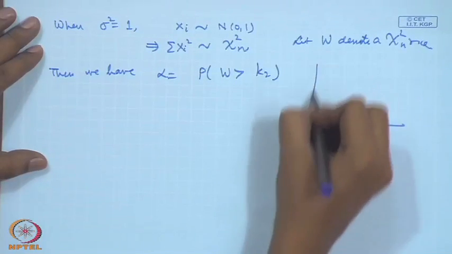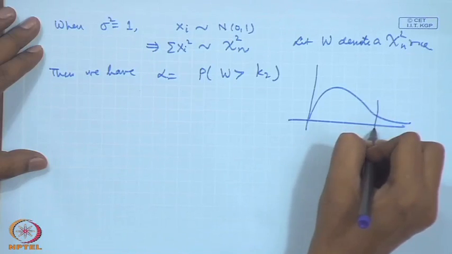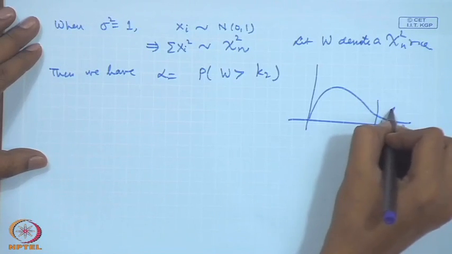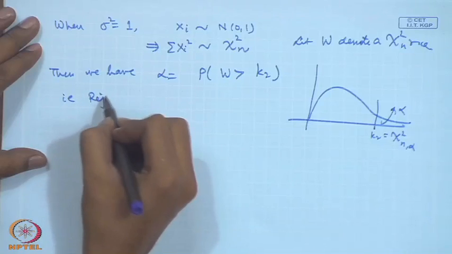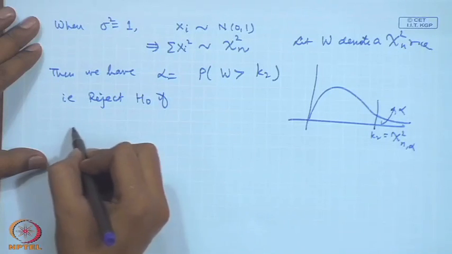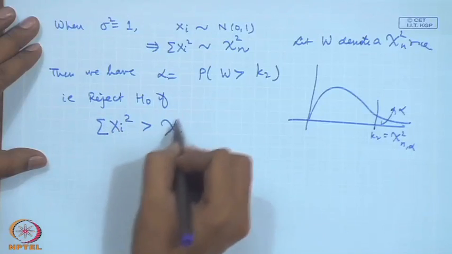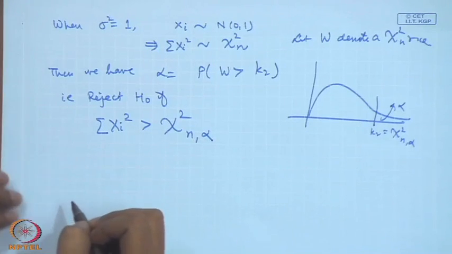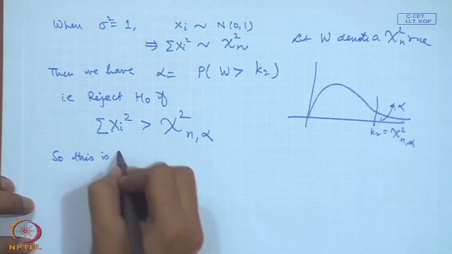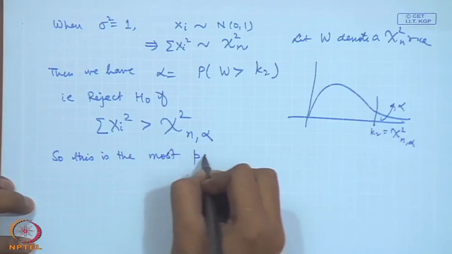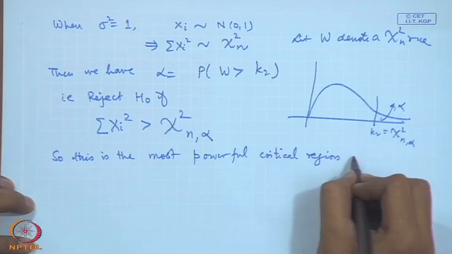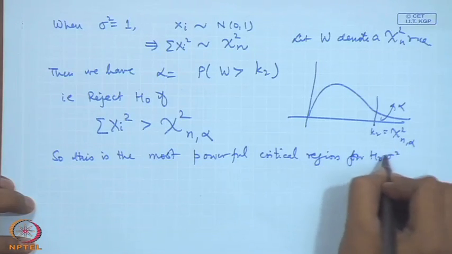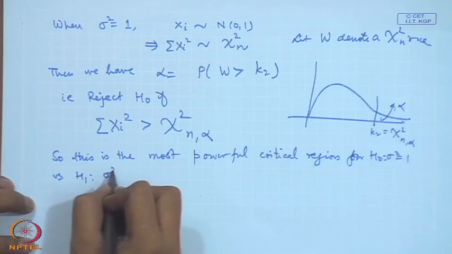That means, if I consider a chi square curve on n degrees of freedom, then this k 2 point is actually chi square n alpha. So, reject H naught if sigma x I square is greater than chi square n alpha. For the most powerful test, the rejection region is of this form. So, this is the most powerful critical region for H naught sigma square equal to 1 against, say, H 1 sigma square equal to 5.